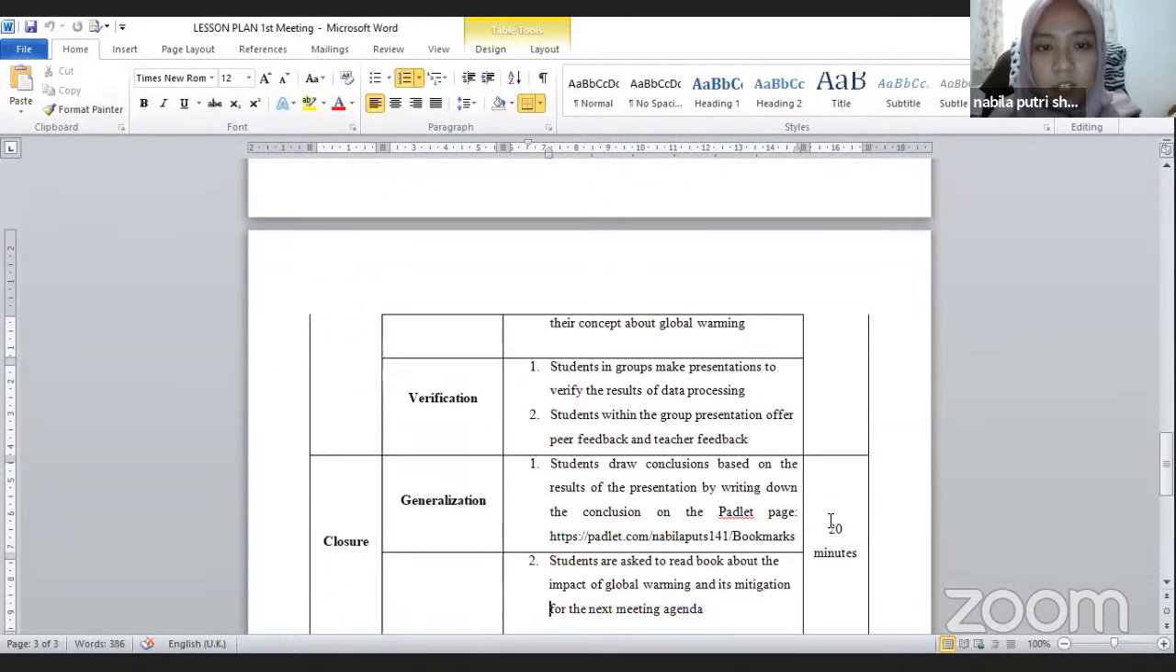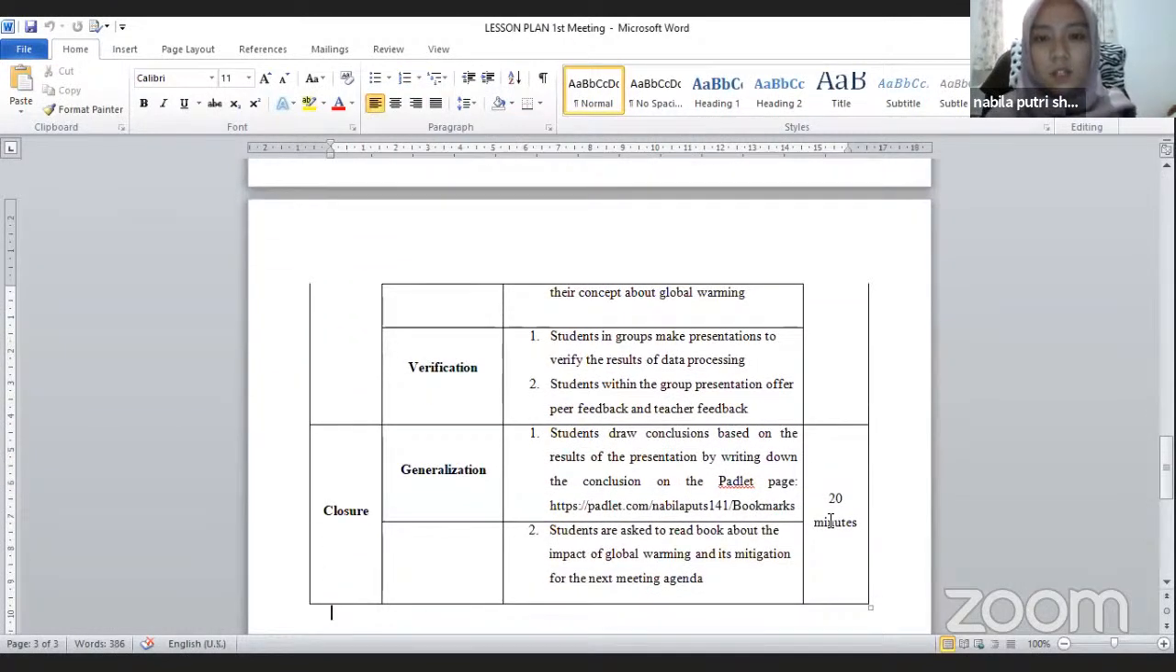And then for the verification, students in groups make a presentation to verify the result of data processing, and students within the group receive peer feedback and teacher feedback.